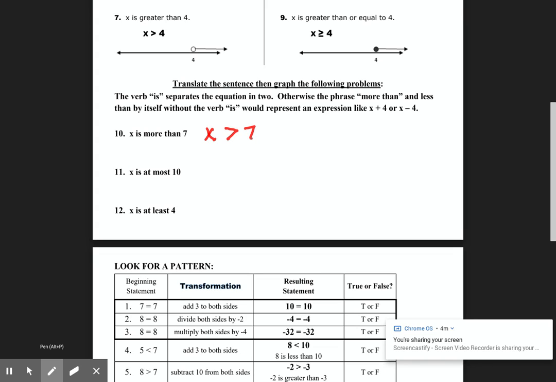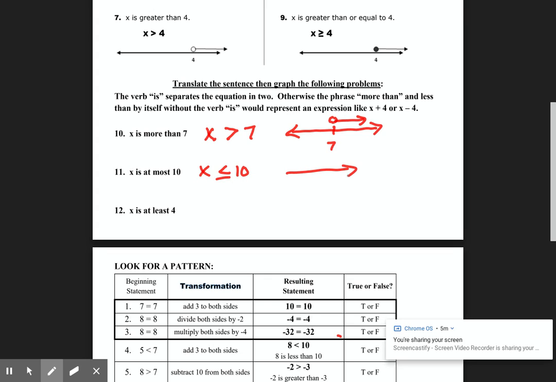And then we're going to do a number line. And we're not real picky on the number line. All we need to do is put the number 7 there. And then what's most important is that you understand, is this going to be an open circle or a closed circle? So this will be an open circle. And greater than will go to the right. So that's really all we're looking for on the number line. Number 11, x is at most 10. Remember, more is less. So this is going to be less than or equal to 10.